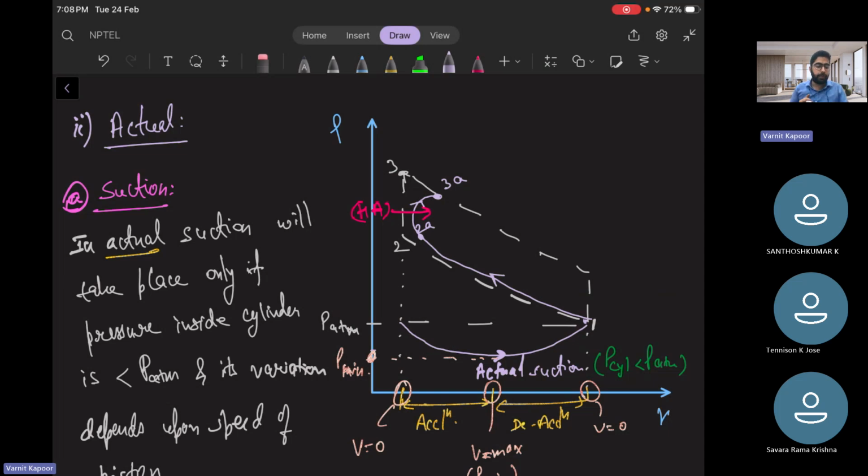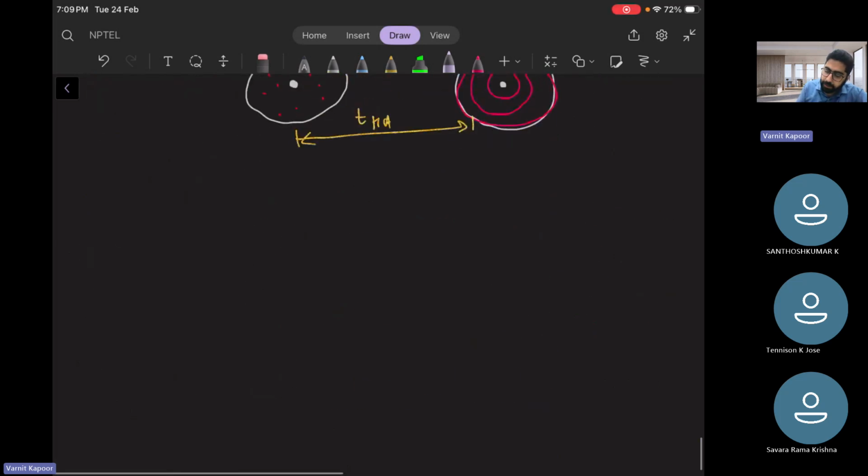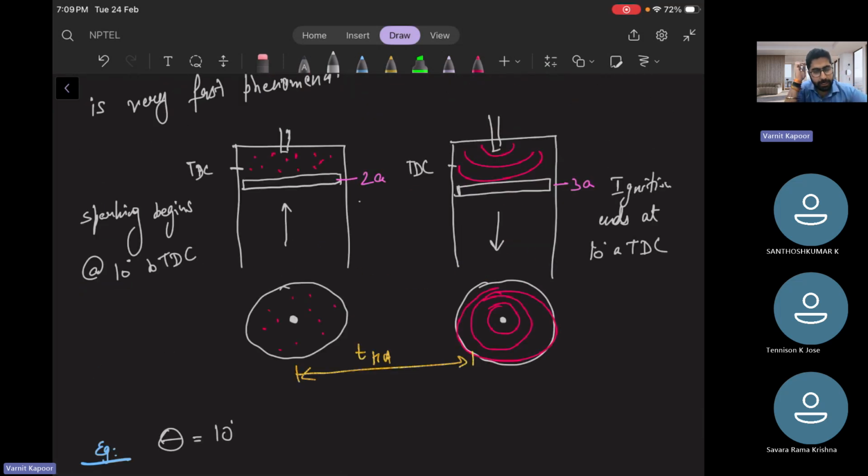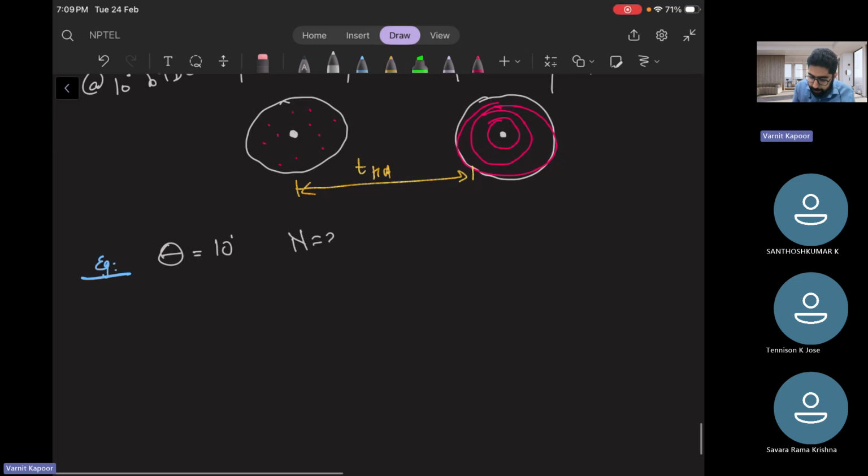All right. Now we will come to the expansion. If I want to give you a short example here, I'm saying theta is 10 degrees. At 10 degrees before and 10 degrees after the top dead center, the spark begins and spark ignition ends. My engine revolution is 2400 rpm at that position. What will be the time for the heat addition, which I'm saying? Can anyone tell me?